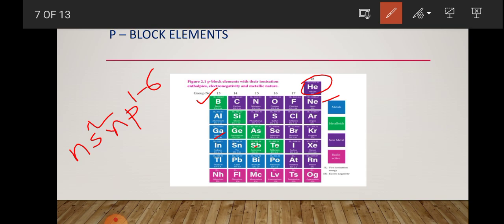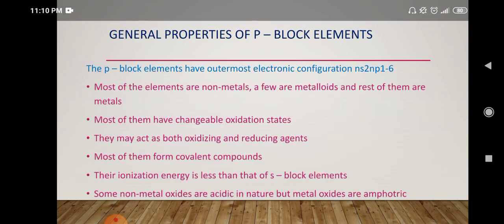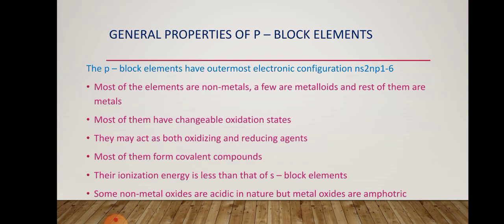Now I would like to discuss some general properties of p block elements. You have already known that the p block elements have outermost electronic configuration ns2 np1 to 6. Most of the elements are non-metals. A few are metalloids and the rest of them are metals.